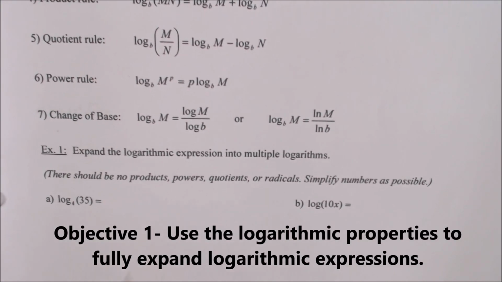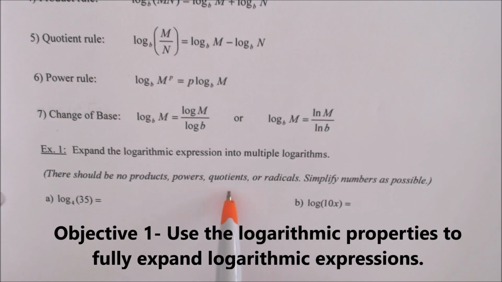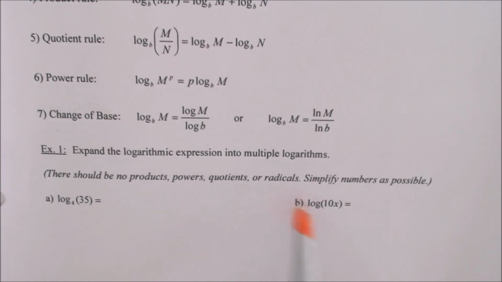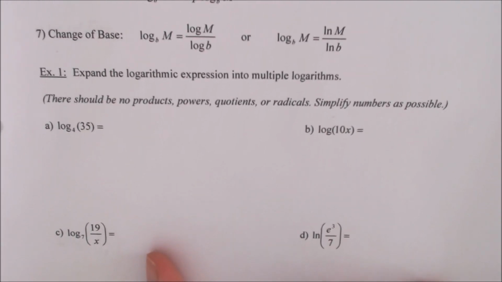How do you know when you're done? There should be no more products, powers, quotients, or if there's a radical in the argument, then it's completely expanded. Simplify any numbers that you can simplify. So let's look at some examples.